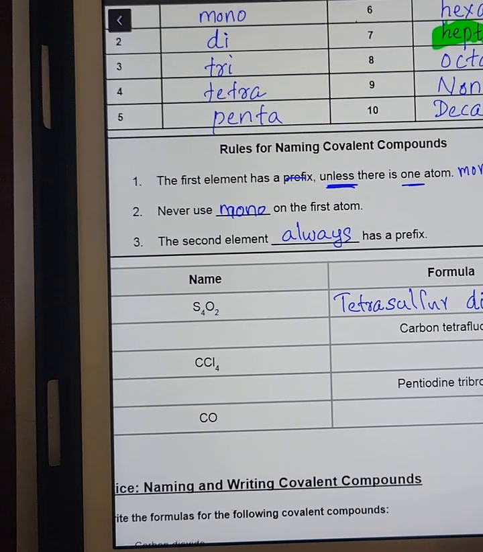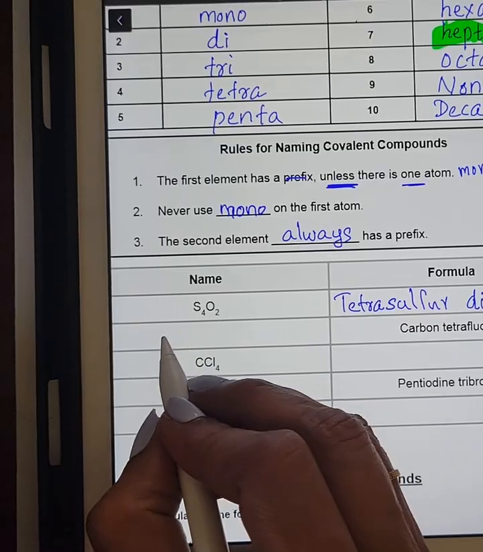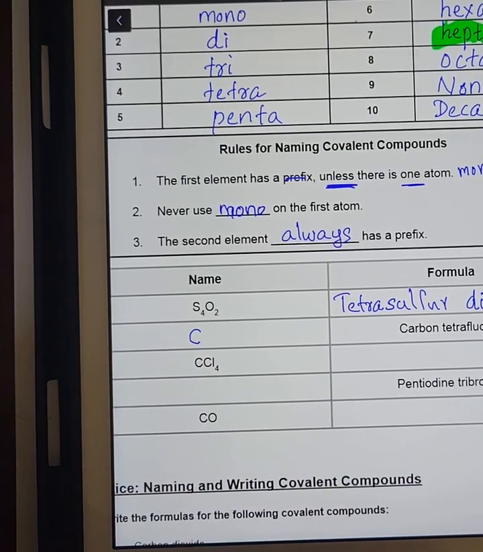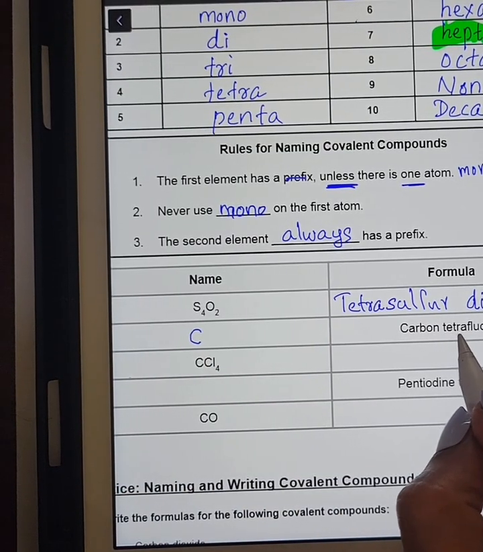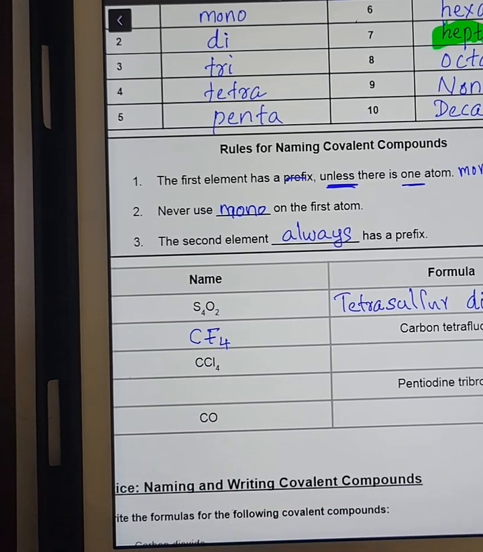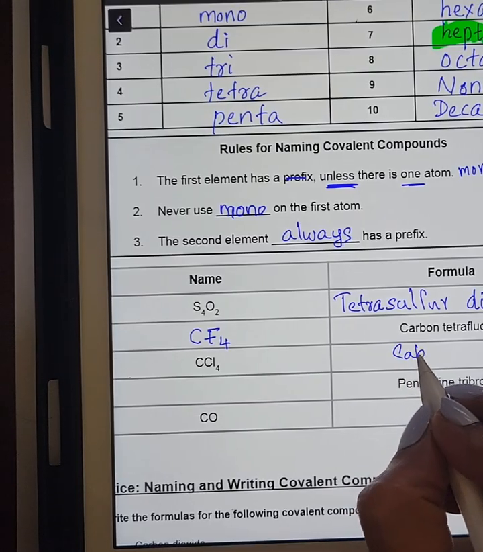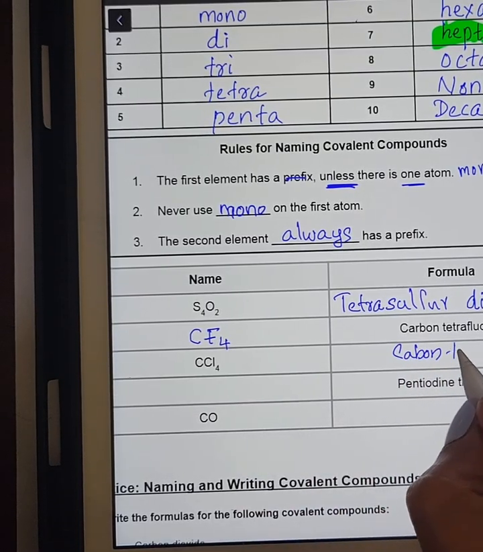Okay. So let's go ahead and do backwards. You have carbon. How many carbon? If there is no prefix on the first element, it is just 1 carbon. And it is fluoride. How many fluoride? It says tetra. So write CF4. Okay, now you do this one. Carbon, and how many? Tetra chloride.